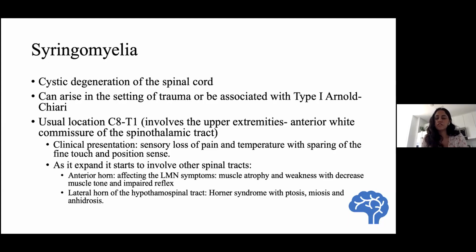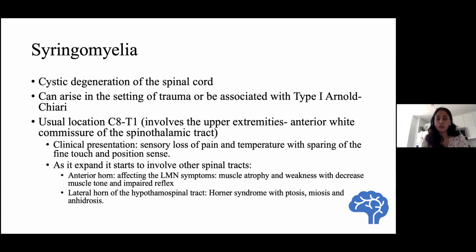And a lot of that sympathetic outflow is also right at the T1 region. And the particular location that is affected here is the anterior white commissure. Remember, that's where you have the peripheral input coming in to the dorsal ganglia, and then they switch over and go up via the spinothalamic tract to the cortex. So not surprisingly, the clinical presentation is going to be decreased pain and temperature sensation starting off in their arms.